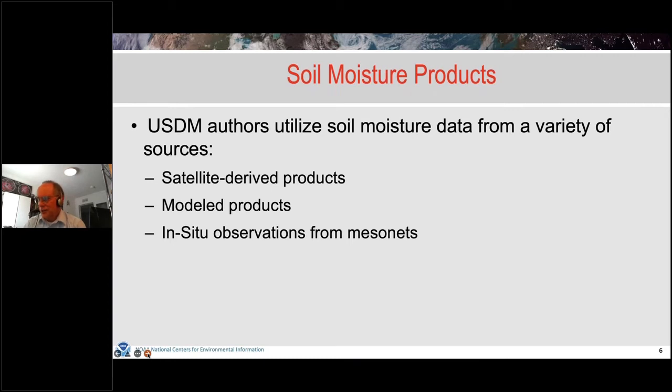All right, soil moisture products. We utilized soil moisture data from a variety of sources, the 3 categories, which I believe were discussed in the first webinar: satellite-derived products, modeled products, and in situ observations from mesonets and national networks. And that's how I will be structuring the rest of these slides, or the next several slides.